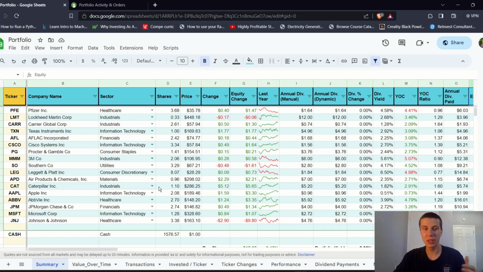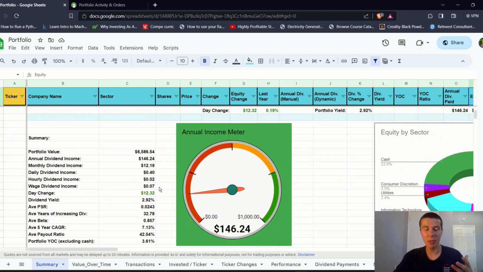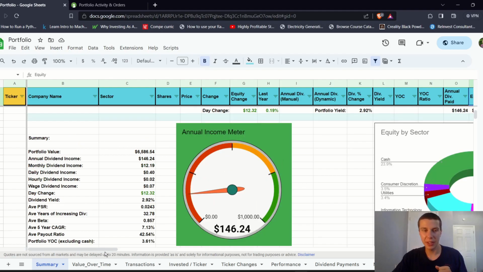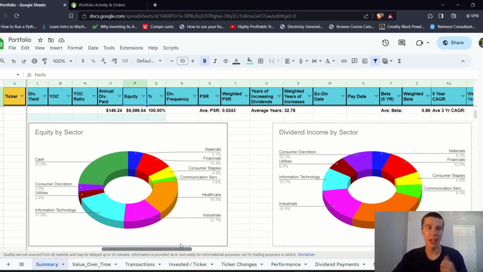So this is my portfolio spreadsheet here, and you can pause and take a look at some of the holdings if you want to, but just at a summary glance, right now the portfolio is valued around $6,600, and this is before we update with any of the transactions for the month of August. And we're expecting annual dividends around $146, which gives us a dividend yield right now of about 2.9% with a 5-year average dividend growth rate of about 7%. And then these here are all the sectors, equity by sector, dividend income by sector.